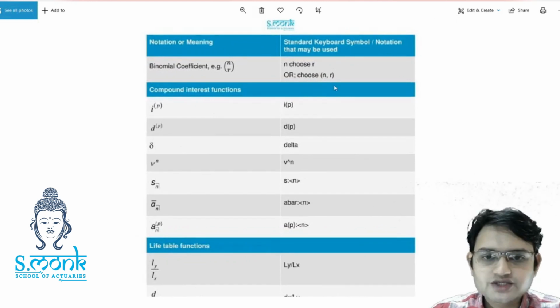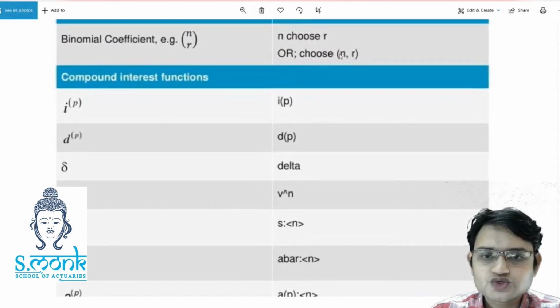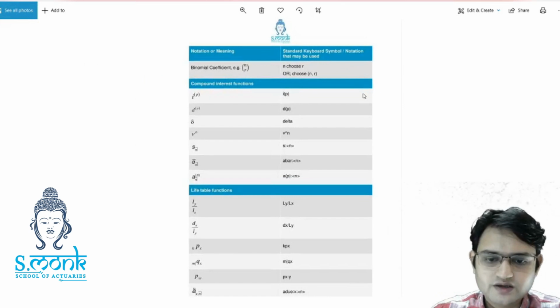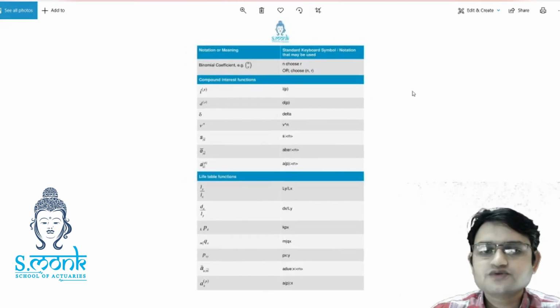For our combination, we write choose and in bracket we write n comma r. Okay, this would be how we would write our combination symbol as well. So these are most of the symbols that we would be using.